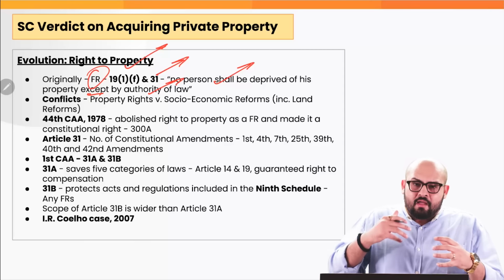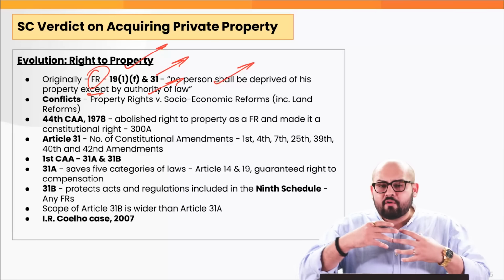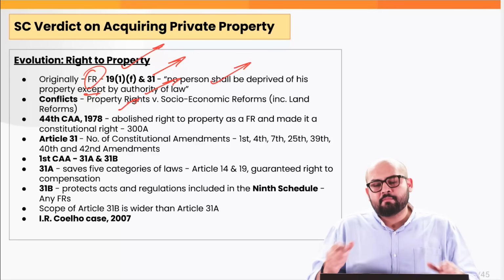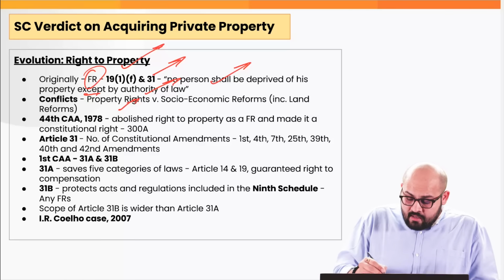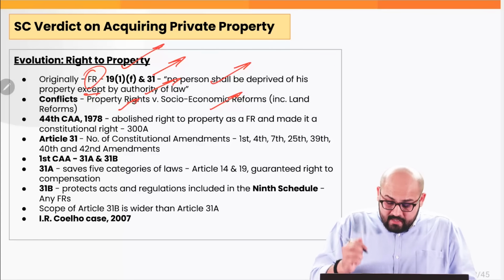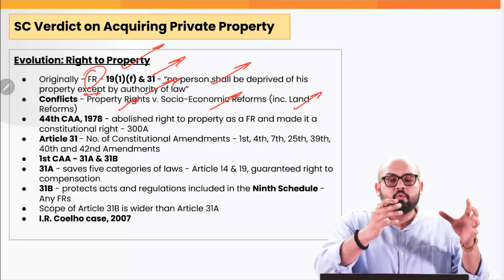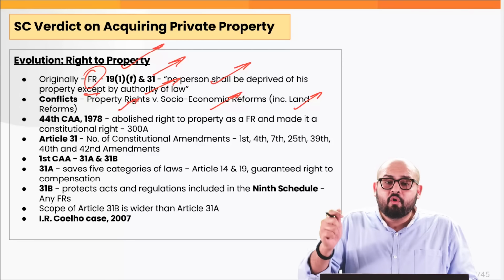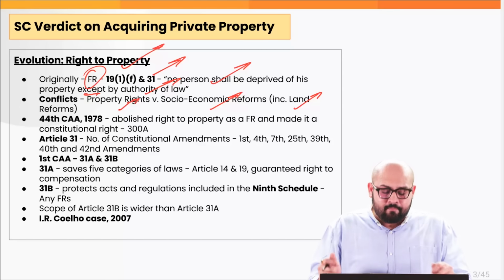Now, with these rights available to the citizens, it led to a lot of conflicts, right? Conflicts because there were claims made by the individuals with respect to their property rights. And then there were the socio-economic reforms, which were the obligations of the state, including the land reforms, right? So on one hand, you have the individual who wants to protect his property. On the other hand, you have the state who wants the equitable distribution of resources, right? So that led to the conflict, right?